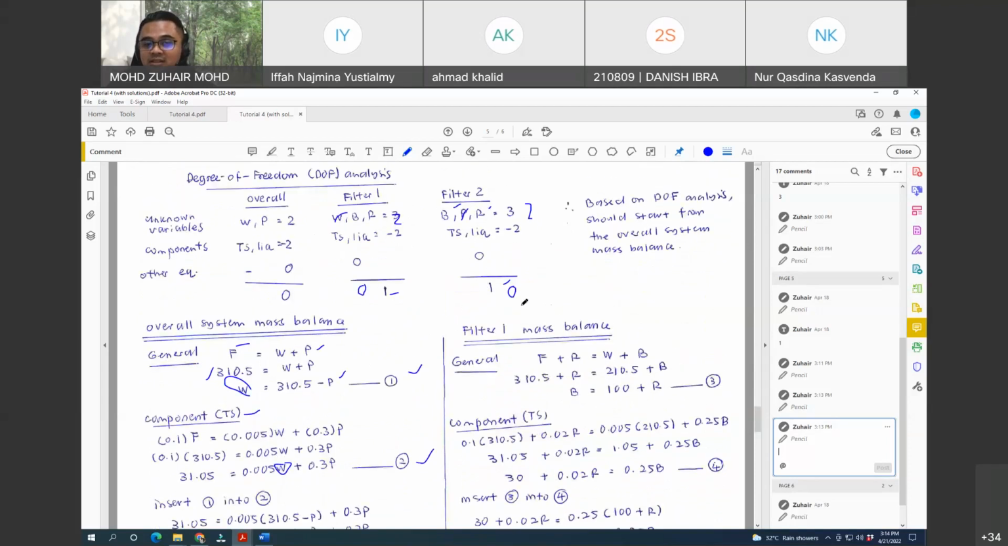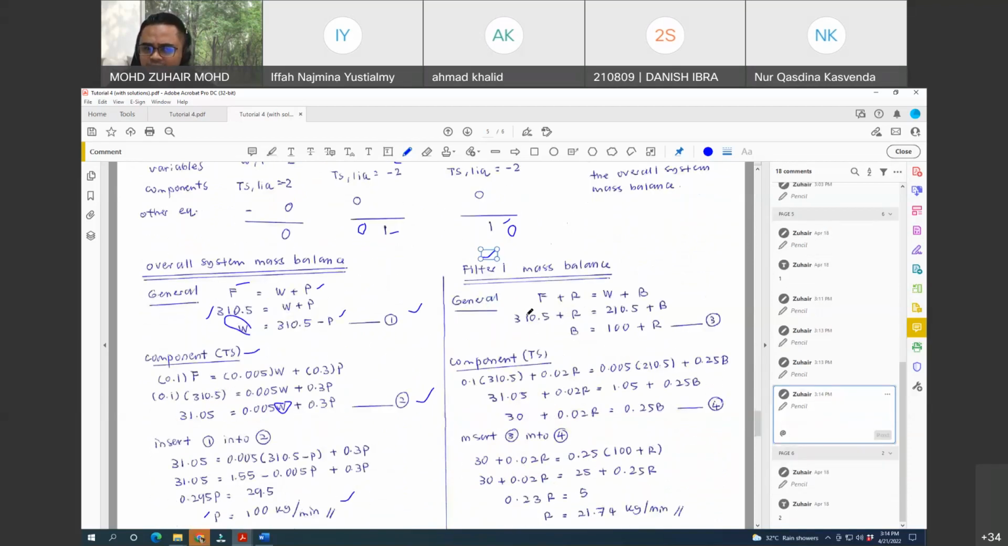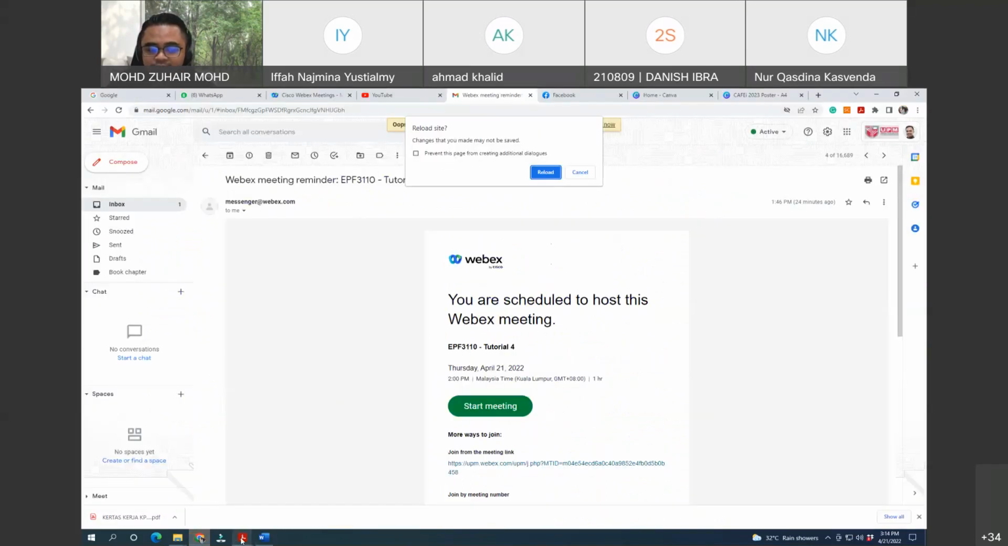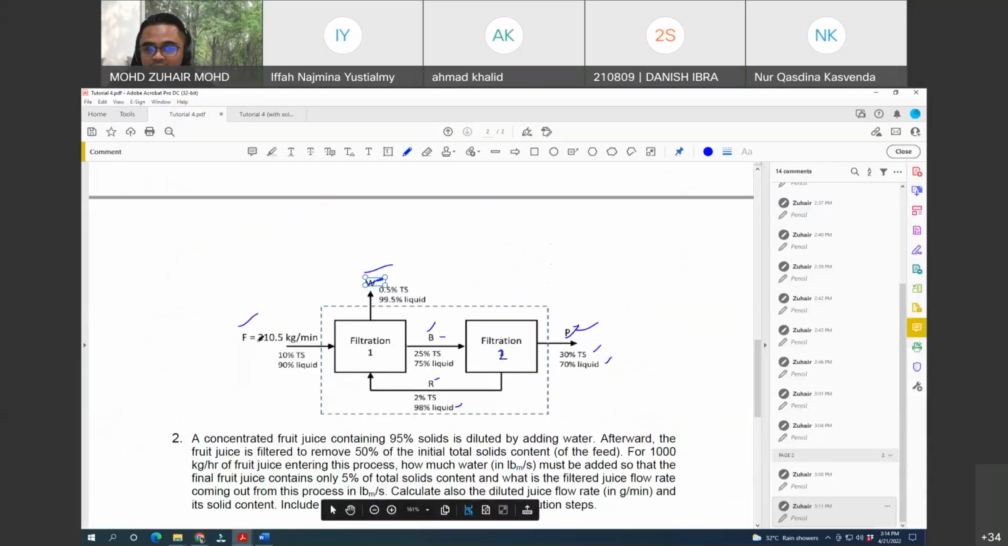Okay, so I just use filter 1. Just use the general balance first. The general balance for filter 1: F and R are the input. R is also going into filter 1. So F plus R is equal to W plus B.